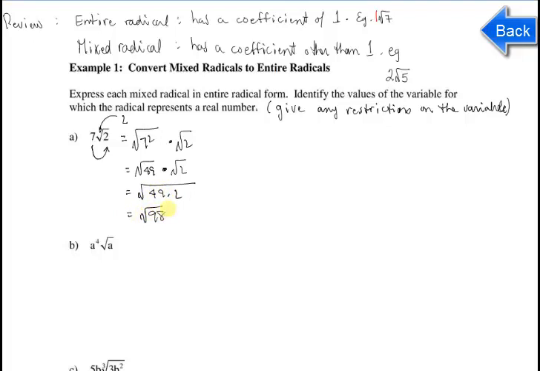Okay, so what I want to do for this year is, instead of writing all these steps, I just want to combine everything within the same radical sign to start with. And so we're going to get 7 squared times 2. That gives us 49 times 2, which gives us the square root of 98. Okay, so you come up with the same answer in both cases.